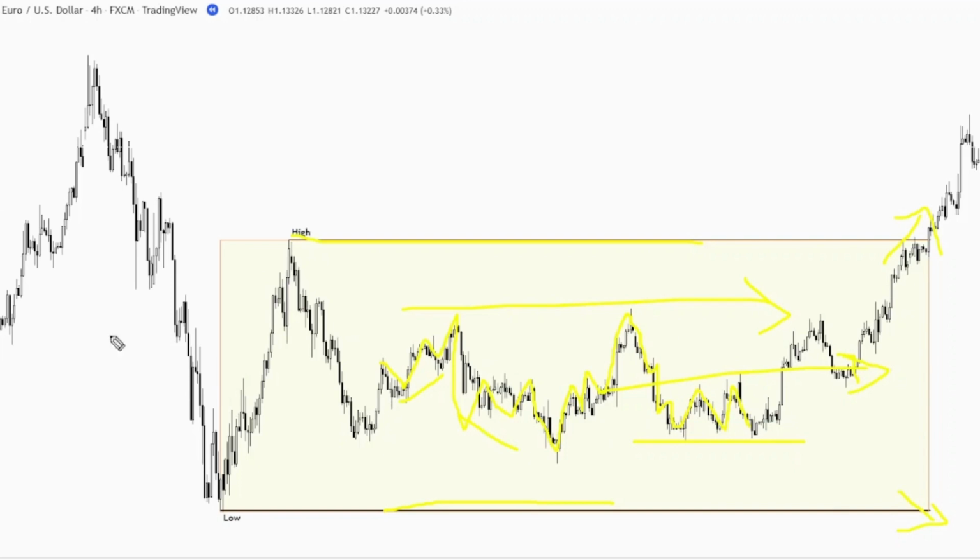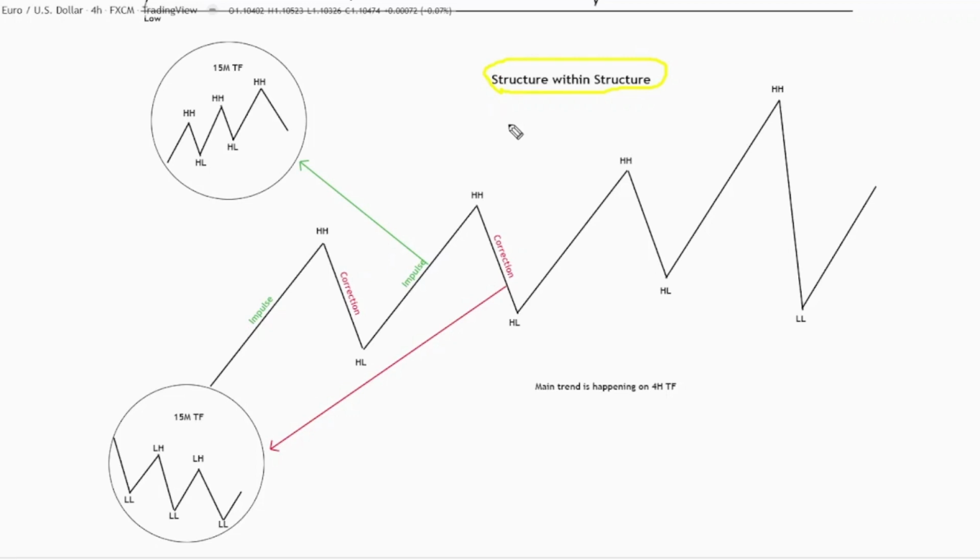Now the next thing that I want to share with you is something referred to as structure within structure. Now structure within structure is seen when you move from a bigger time frame to a lower time frame, right? Now let's say that this movement right here is happening on a 4-hour time frame, right? Now if you move from a 4-hour time frame and you go to a smaller time frame, let's say in this case 15 minutes, you will find that what seems to be a clear impulse move on an H4 time frame is another structure altogether in a 15 minutes time frame.